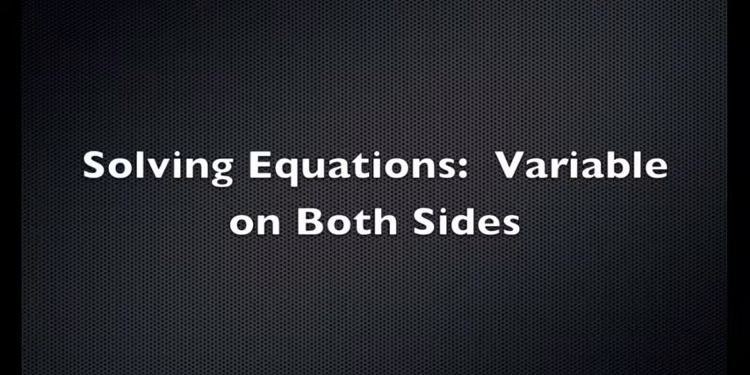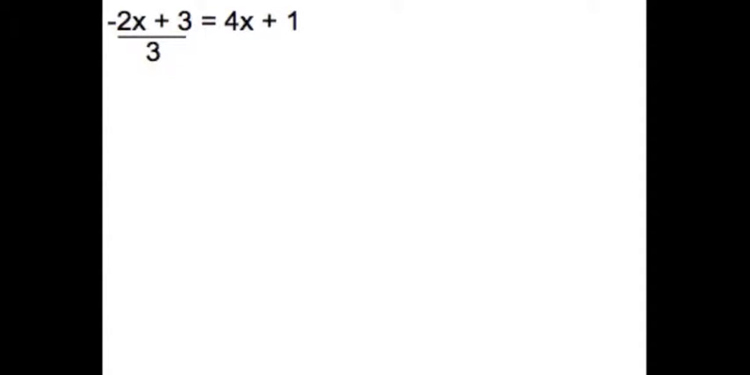This video tutorial will take another look at solving an equation that has a variable on both sides. We will solve the equation negative 2x plus 3 divided by 3 equals 4x plus 1. Again, the goal of any equation is to isolate the variable, or to get the variable alone on one side of the equation to determine its value.